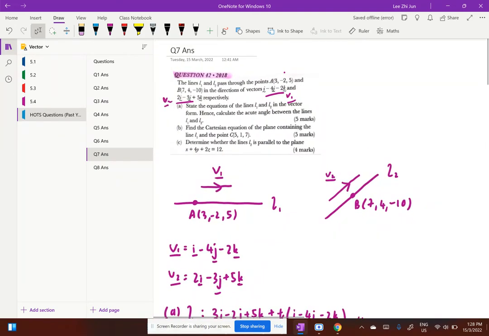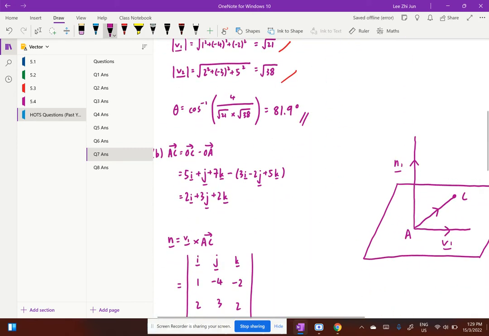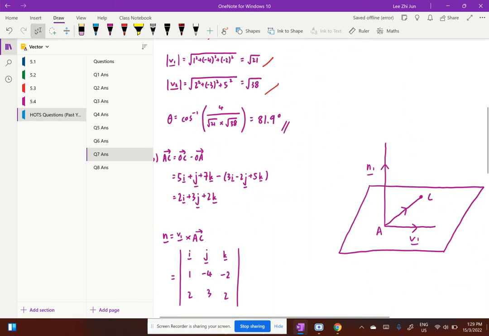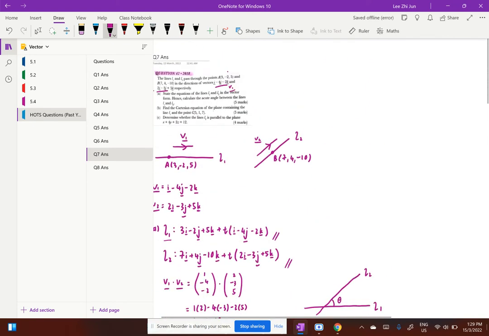Find the Cartesian equation of the plane containing this line and the point C. Okay, I draw it here. Contain the line and the point C. So I need to get the vector AC.